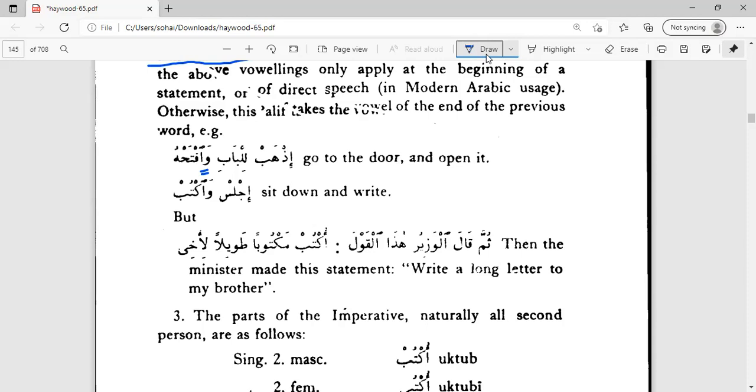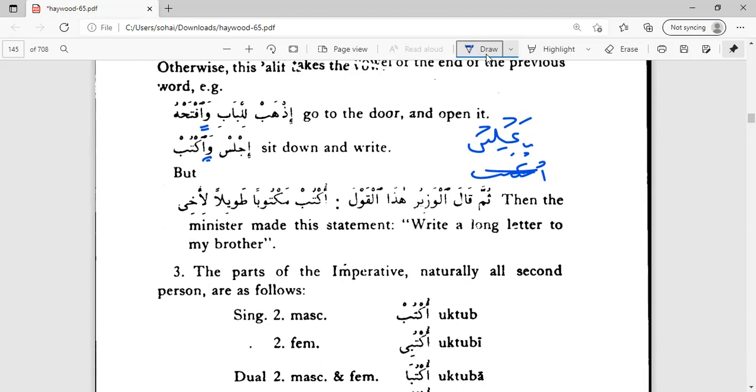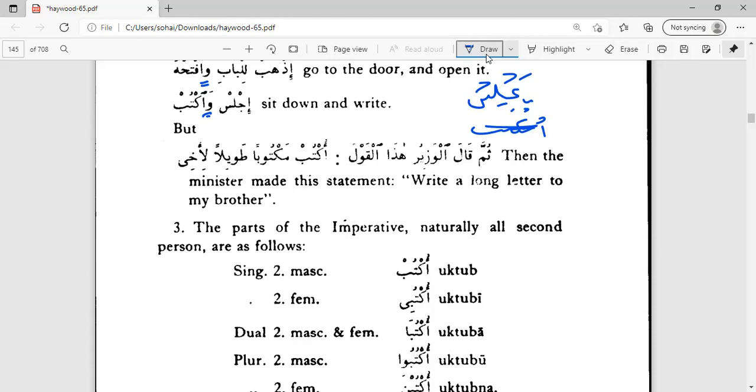So here we said ijlis because it was yajlis. It was yajlis and became ijlis. Sit down. Waktub. It was originally yaktub, and it became uktub because the prefix dropped. But because there's a word before it, we just join the waw directly onto kaf. Waktub. Ijlis waktub. Sit down and write. Does that make sense? Yes, sir.